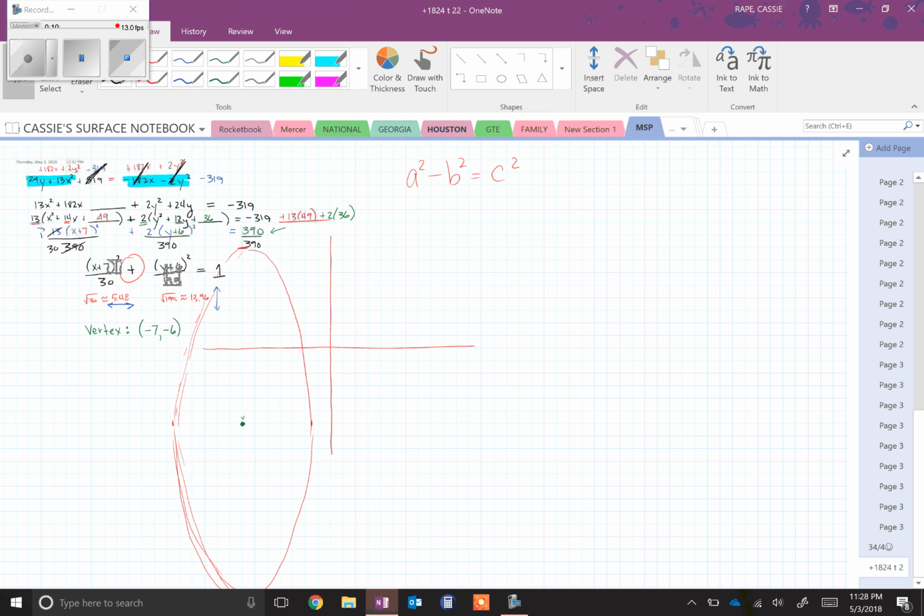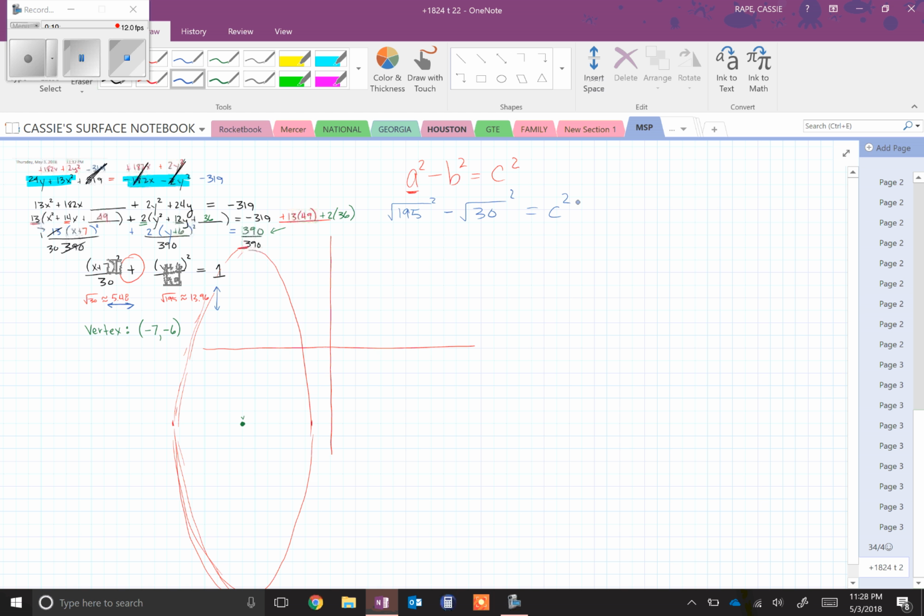Okay, so if a is the square root of 195, that would be the square root of 195 squared minus, keep in mind a is the bigger one, because if you subtract, that's the only way you could get a positive number, and c squared is going to be a positive number. So the square root of 195 squared minus the square root of 30 squared is equal to c squared, c being the distance you would hop from the vertex to get to the focus. So that would be 195 minus 30 equals c squared, which would be 165 equals c squared.